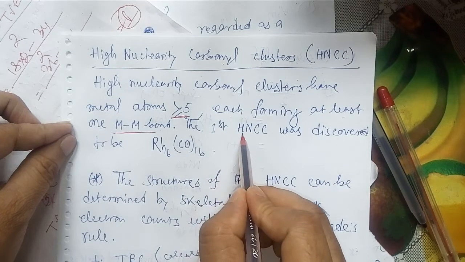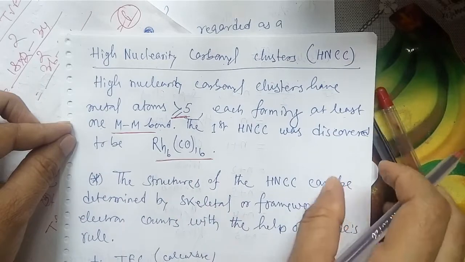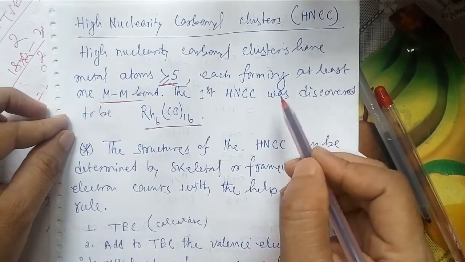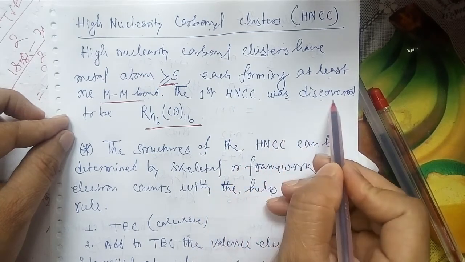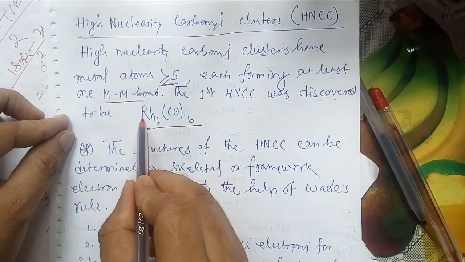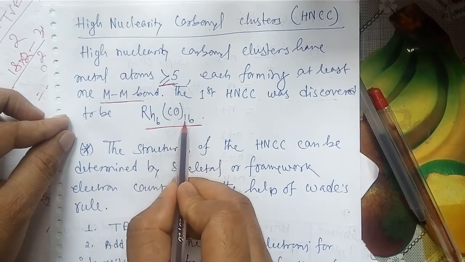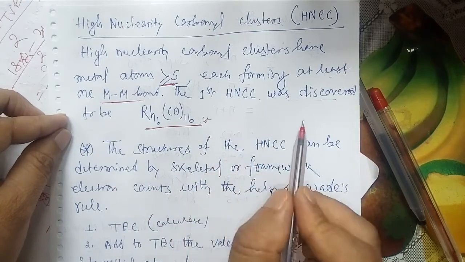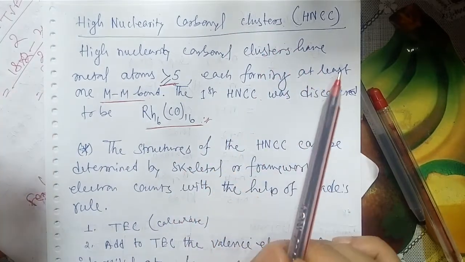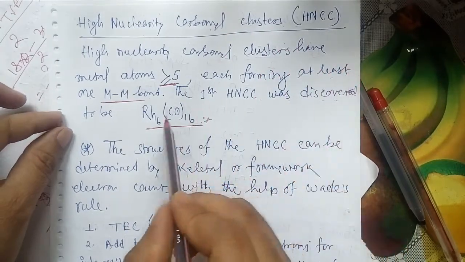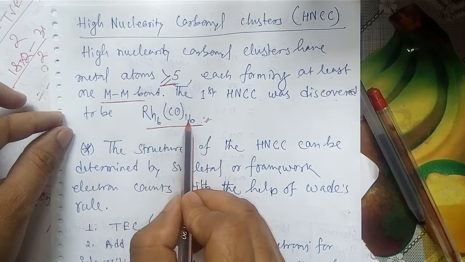The first HNCC was discovered to be Rh6(CO)16, rhodium 6 carbonyl 16. So this one is an example. What is the example of a high nuclearity carbonyl cluster? The first high nuclearity carbonyl cluster is Rh6(CO)16.